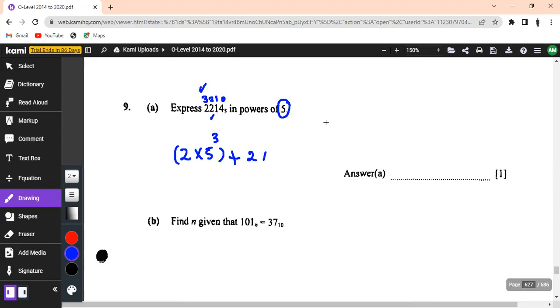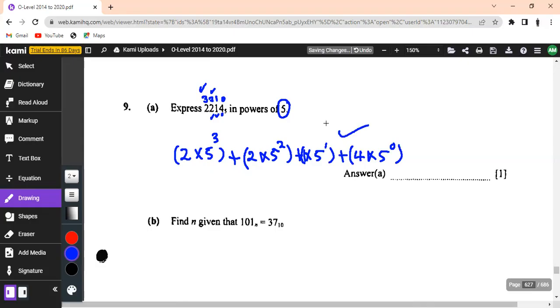So it's 2 times 5 to the exponent of 2. This one will be 2 here. Put it in a bracket. We move on to 1. So it's going to be 1 times 5 to the exponent of 1. Put this in a bracket, plus we have got 4 here. So it's going to be 4 times 5 to the exponent of 0, like that. Put that in a bracket. Okay, so that is the expanded part.